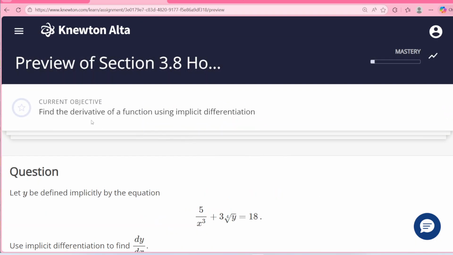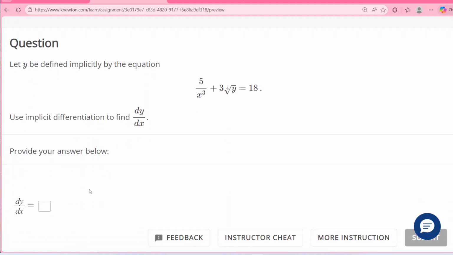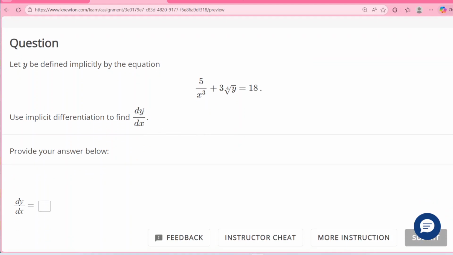So more of the same, right? Find the derivative of a function using implicit differentiation. So again, this time you're just entering an expression that depends on x and y. Again, this is another one where you could solve for y pretty easily. It's just you don't have to, right? You don't have to find an expression that tells you the slopes of tangent lines to the curve.